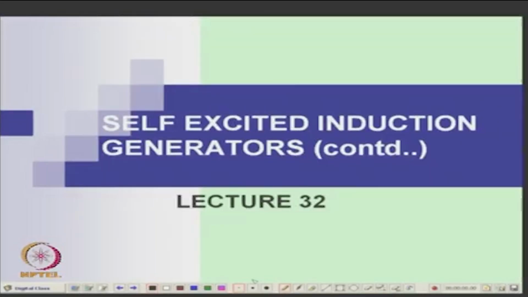Okay, today we will continue our discussions on self excited induction generators. In the last class we said it is an attractive option for standalone power generation, because there was a concept where induction generators were mainly meant for grid connection, whereas if you want a standalone you have to go for alternators or synchronous generators or permanent magnet machines.